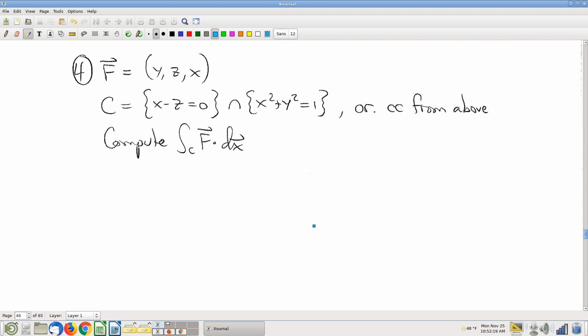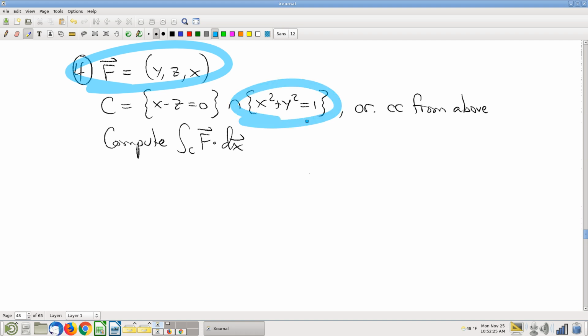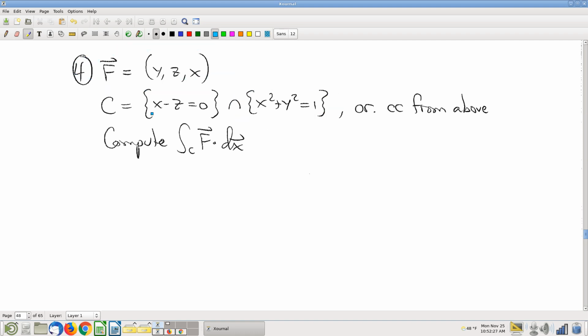Another question. Now, this one looks very, very similar. You'll notice it's the exact same vector field. We're still looking at that same vertical cylinder intersecting a plane. The only thing that's different is it's now a different plane. And the reason I have this example in here is just to point out that sometimes things work out nicely, and other times they don't. But in this case, things are going to work out really nicely.